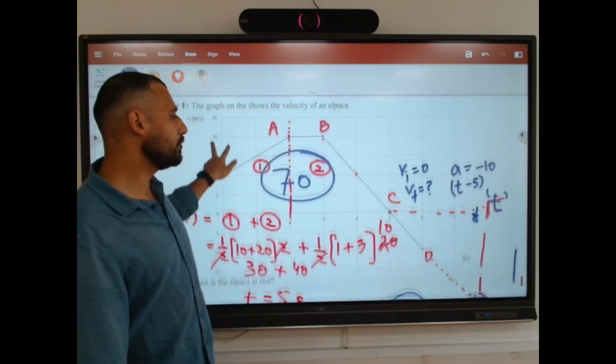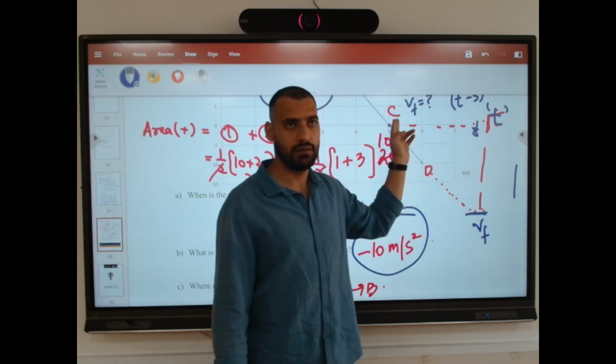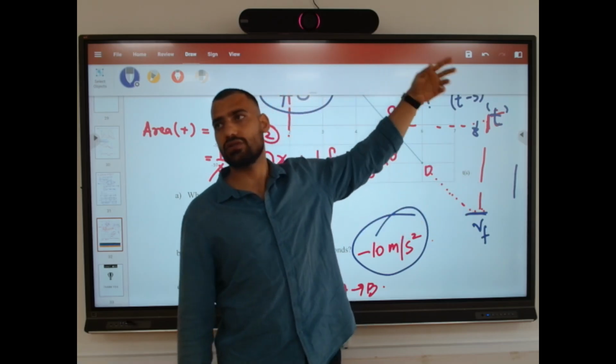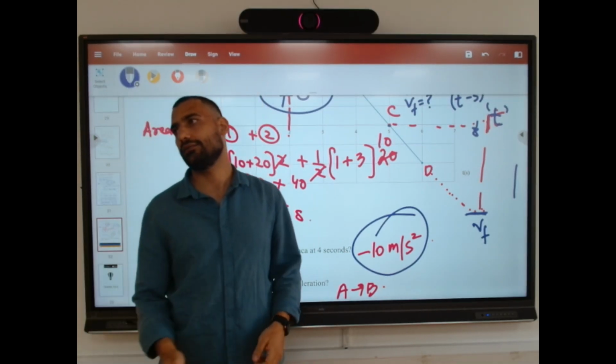But how do you do that? You need to understand, first we need to find the final velocity, then only we can find the area. So how do you find the final velocity? We use the kinematic equations. Is that clear? So that is it from kinematics.